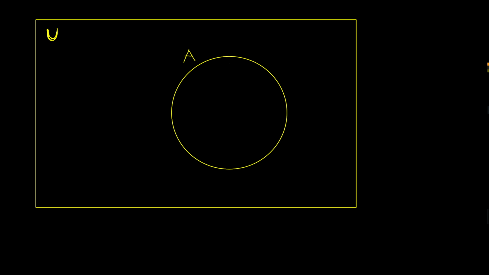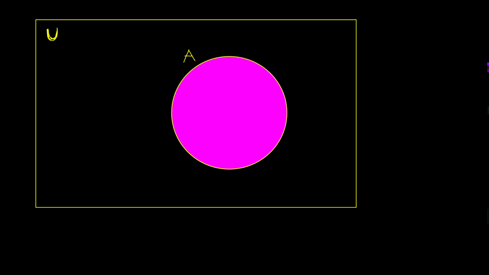Well, drawing the circle actually creates two spaces. There's everything inside the circle, and there's everything outside of the circle. So let's see here if I get my tools to work for me in the way that's fun and neat. So I will color in set A, and I will color in everything that isn't set A.